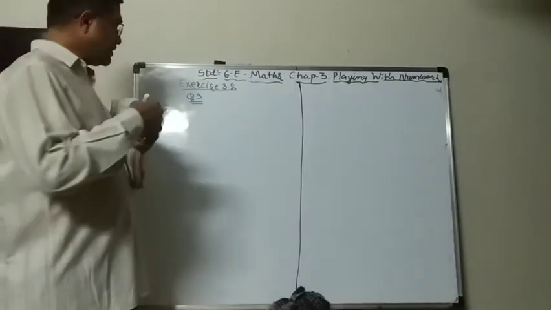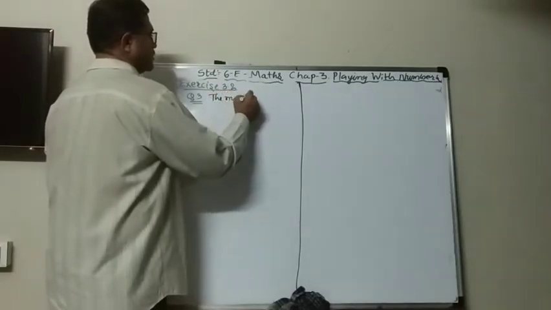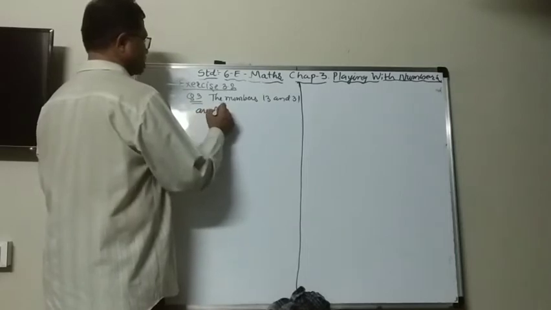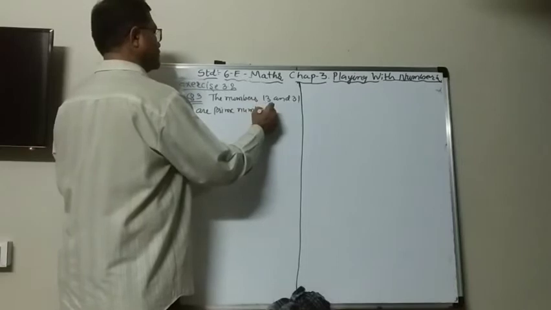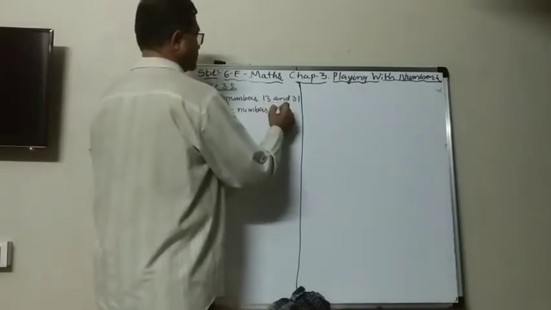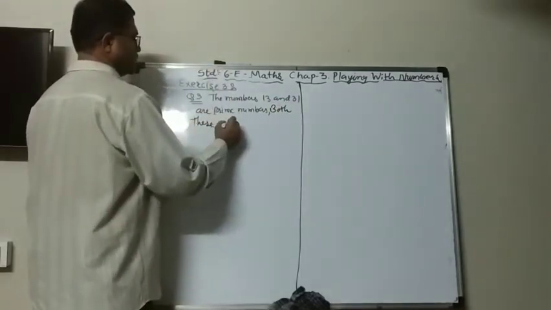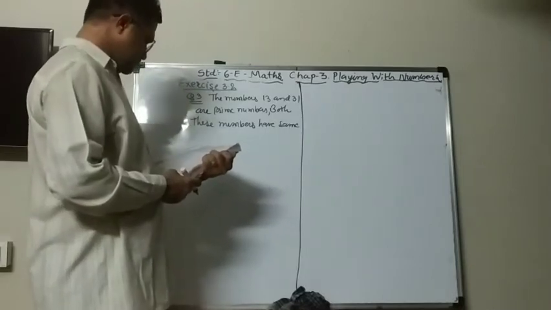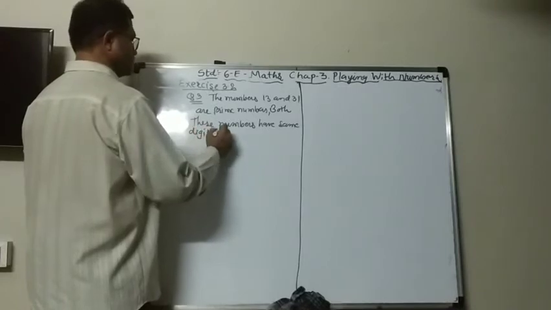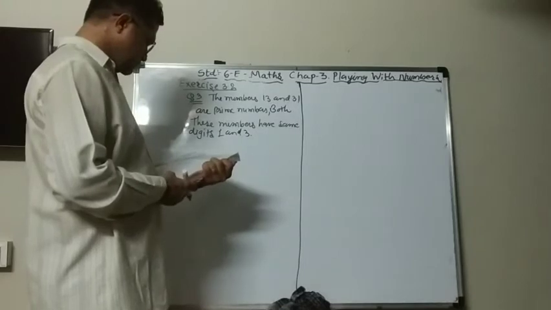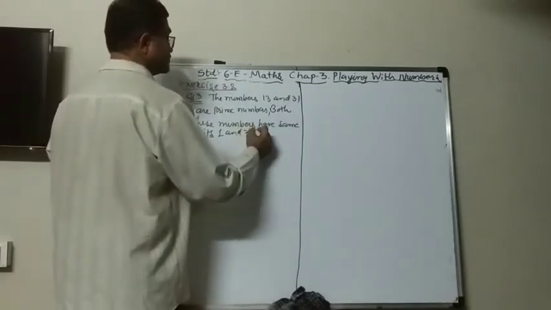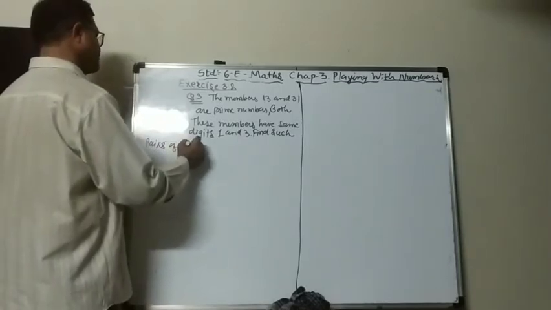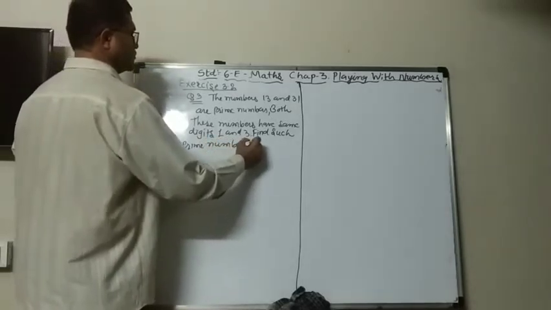Question number 3. The numbers 13 and 31 are prime numbers. Both these numbers have the same digits, 1 and 3. Find such pairs of prime numbers up to 100.